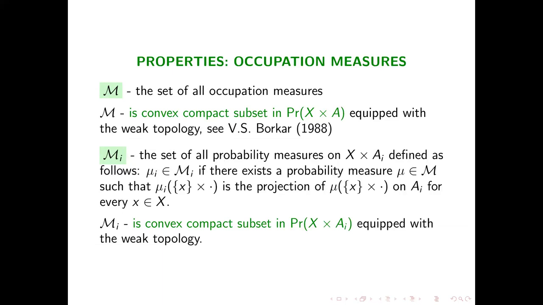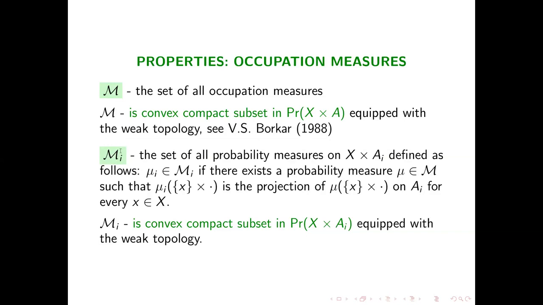And remember that this set is induced by all correlated strategies for the players. And this set is a convex compact subset in the set of probability measures on the state space and the action set, when this set of probability measures is equipped with the topology of weak convergence. This result was proved by Borkar in 1988.